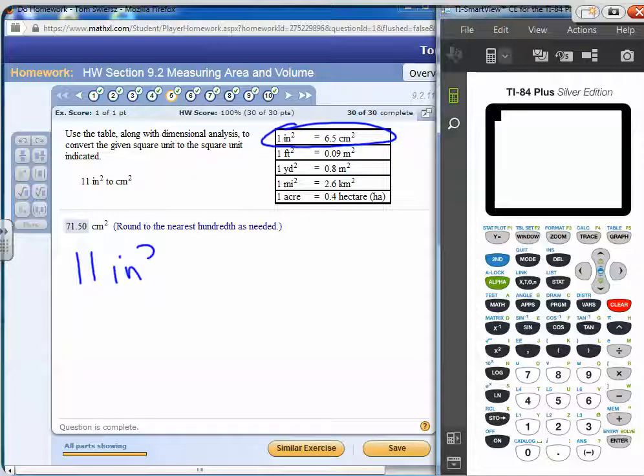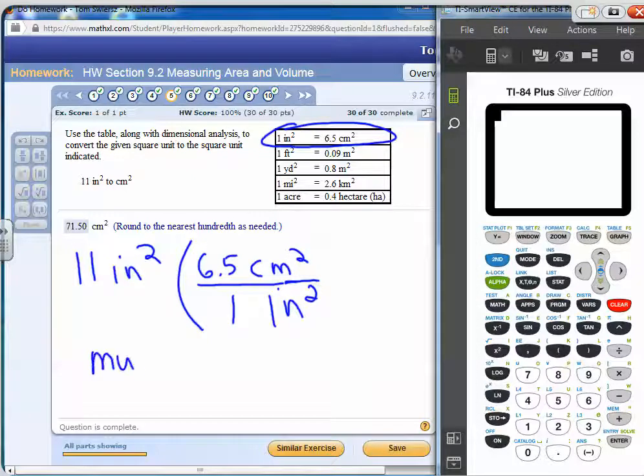So we start out with what we're given, 11 square inches. We want to convert to square centimeters, so that goes in the numerator. The denominator is square inches, so it will cancel. And notice for every 1 square inch, there is 6.5 square centimeters. The number 6.5 is in the numerator, right? So this time we're going to multiply to get it, right?